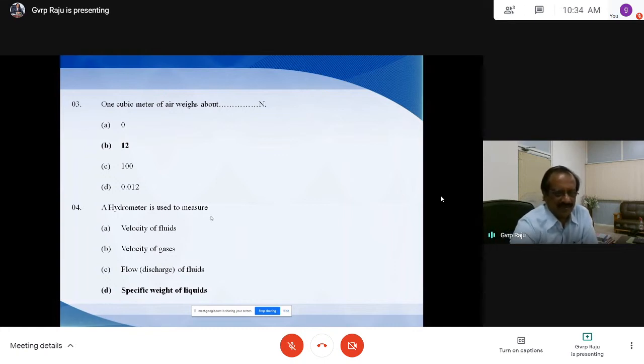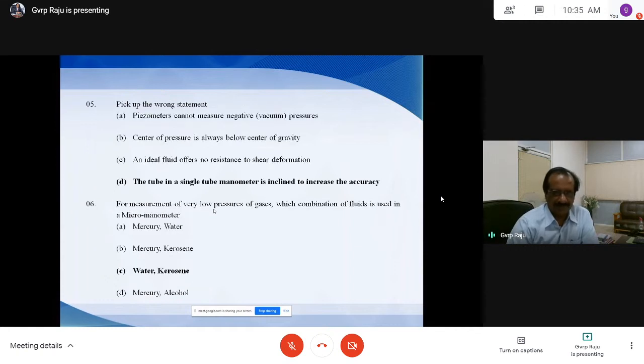And fourth, the hydrometer. Generally soil mechanics is different. In geological engineering it is used for separation of silt and clay. Hydrometer analysis is a better analysis. That geological use is entirely separate. Here you can consider that this is for the specific weight of fluids, liquids. Pick up the wrong statement.